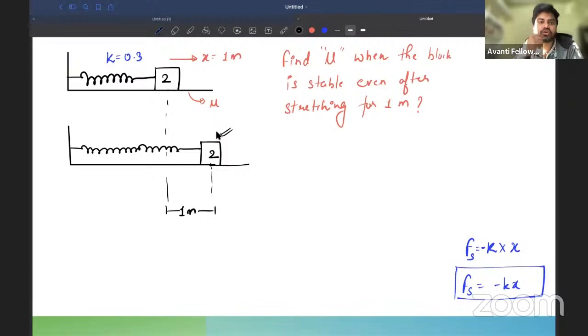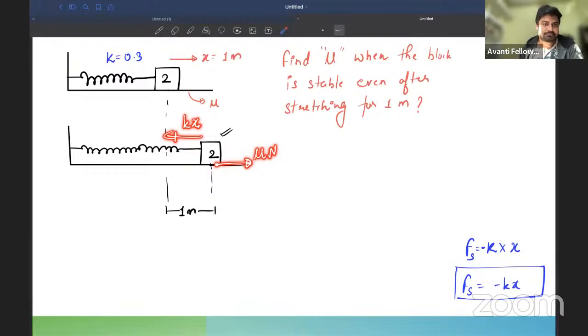Stable means it does not want to move. Do you understand? What is the spring doing? The spring is still pulling it by how much? kx, or I can say k into 1 meter. But the block does not want to come back. Why not? Because friction is there. Friction is saying no, you cannot go. I am pulling you with mu n. If the spring is pulling you with kx, I am pulling with mu n. You cannot go anywhere. I have that much capability to stop you.